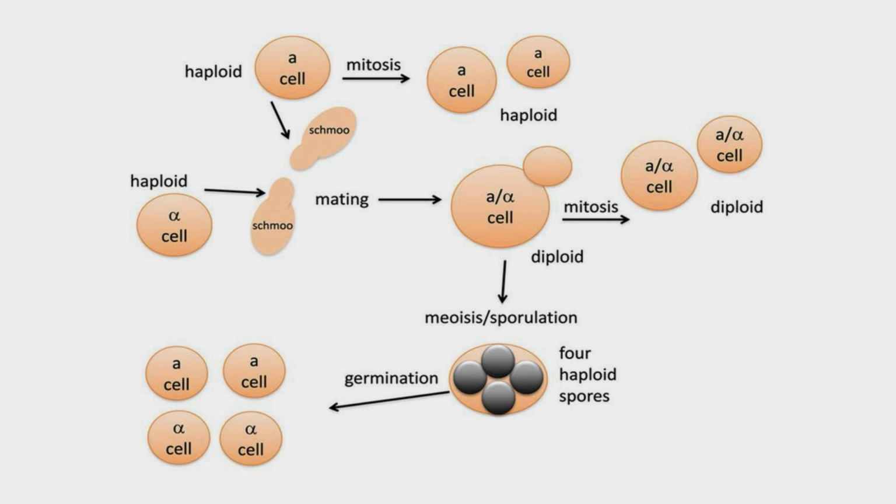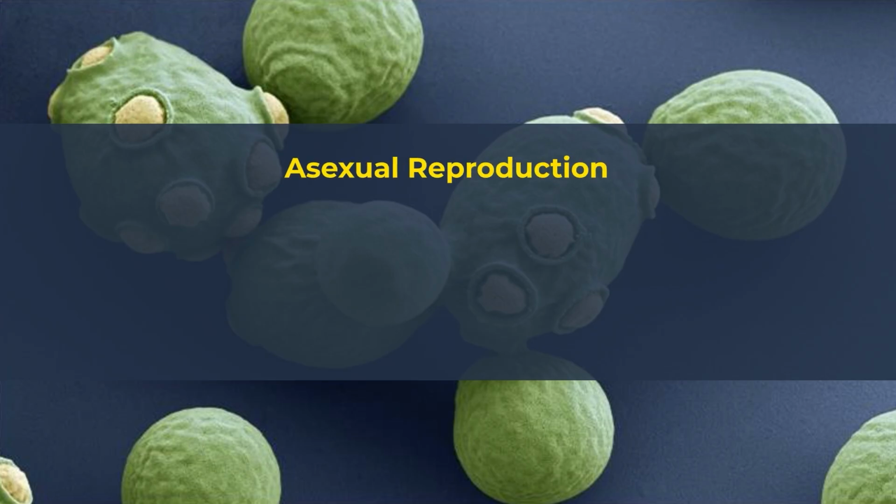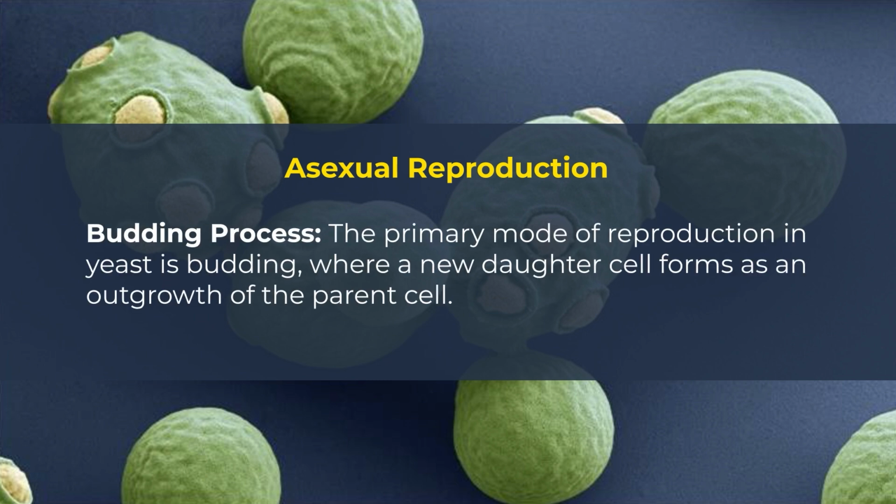And after germination, these 4 haploid spores can form 2 A cells and 2 alpha cells, which are haploid in nature. And this is how it works. You can see it in this image. Now talking about the asexual reproduction that happens in yeast in detail. We talked about the budding process.